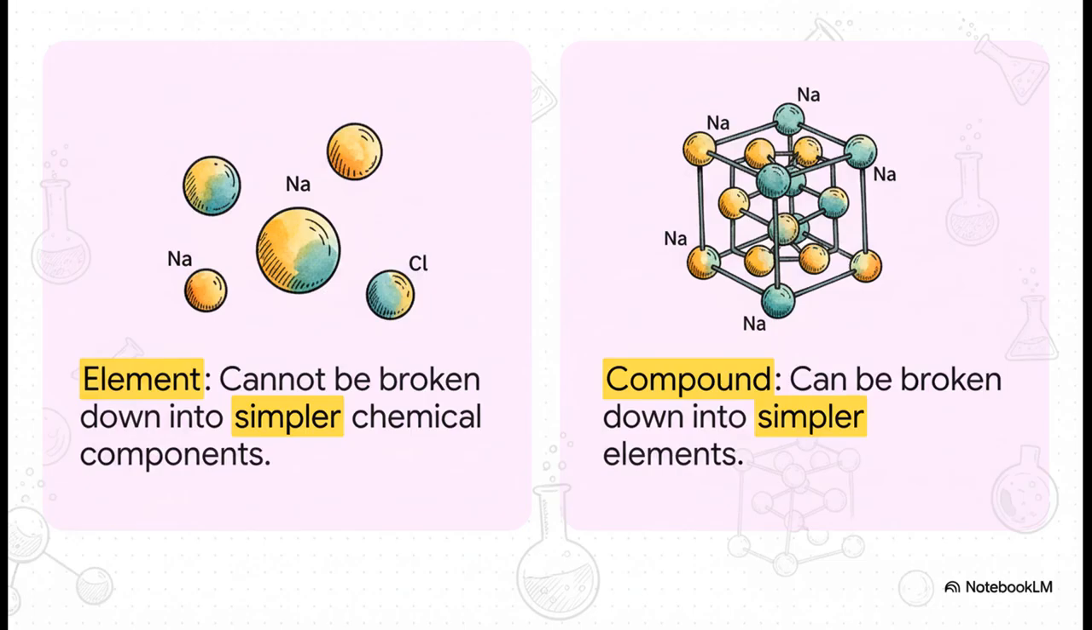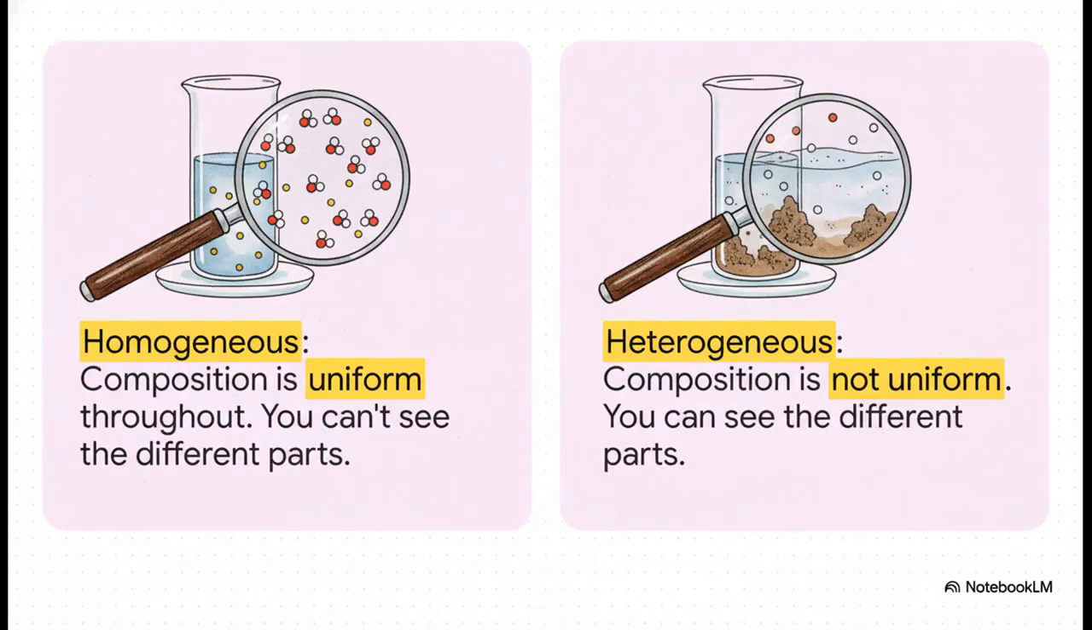But wait, we can go deeper. Let's zoom in on those pure substances. Turns out they come in two flavors too. The most basic form is an element. Think of things on the periodic table, like oxygen or aluminum. You just can't break them down into anything simpler. But when you chemically combine elements, they form a compound. And that's exactly what water, H2O, and table salt, NaCl, are. They're both compounds.